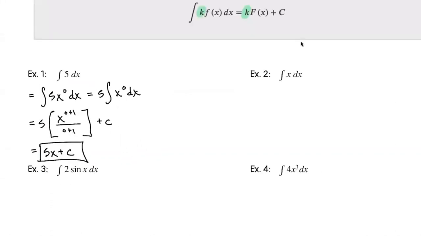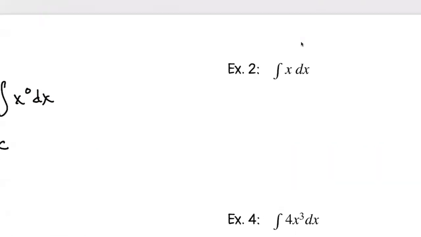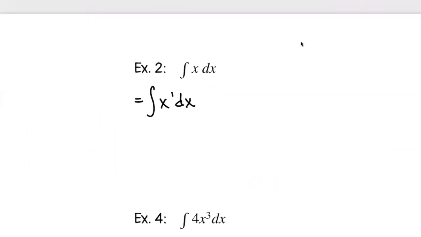All right, so let's take a look at example 2. Now, example 2, I don't see a constant, and I don't see a power either. So it might be useful for us, just like we wrote it x to the 0, maybe over here we could write x to the 1. And so this would give us the integral of x to the 1 dx.